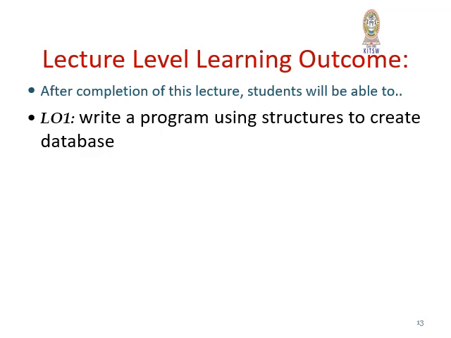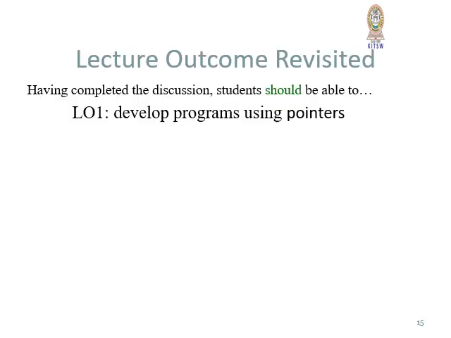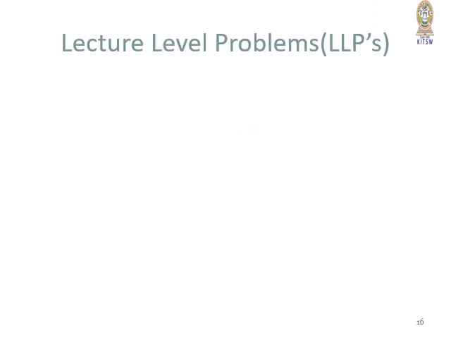So, the lecture level learning outcome: after completion of this lecture, you will be able to use structures to create different databases. And coming to the summary of the pointers topic, we have discussed how a pointer can be used to point to the memory address of different variables as well as different pointers. And lecture outcome revisited: students, you will be able to develop programs using pointers and double pointers.